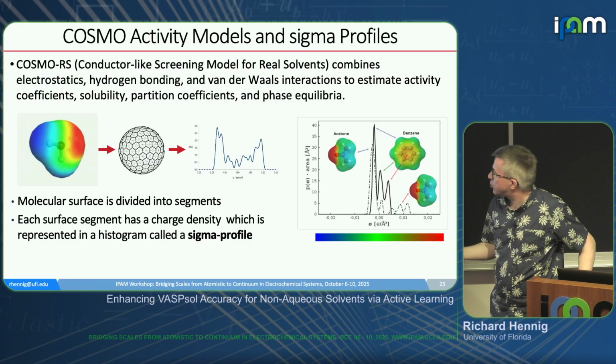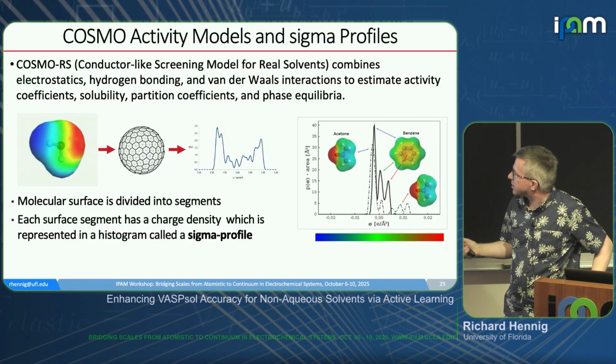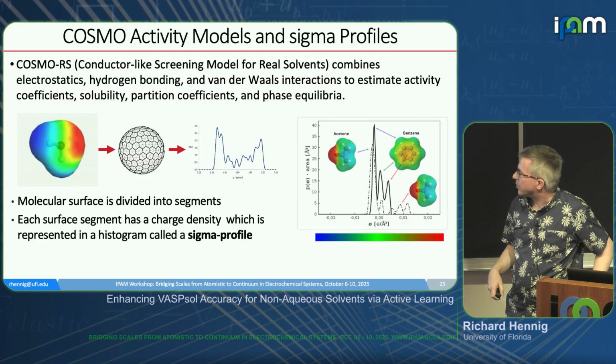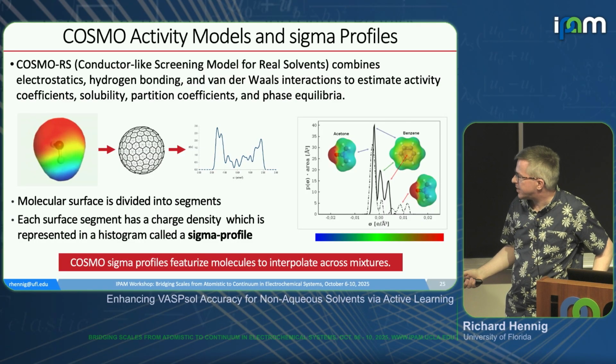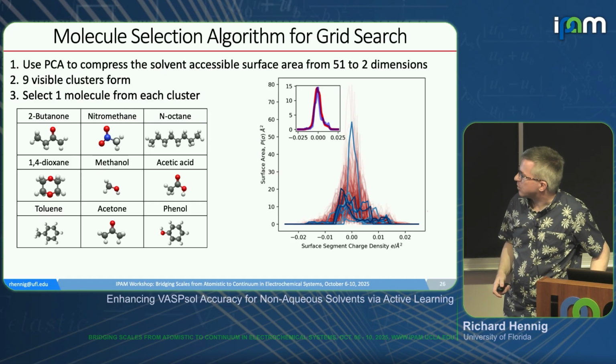So here are a couple of illustrations for what these things look like. For benzene, for example, you see a single peak at 0 here. For some of the other ones, you're going to see some very polar examples, just to get an idea. So we think the Cosmo Sigma profiles are a good way to featurize our molecules, to interpolate across different mixtures and to give us an idea of what the electrostatics might look like.